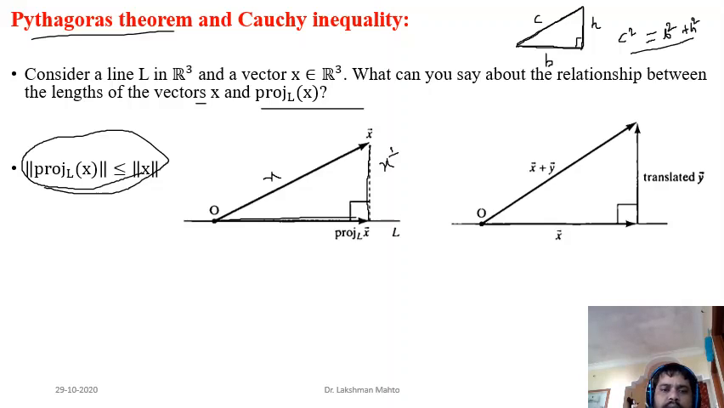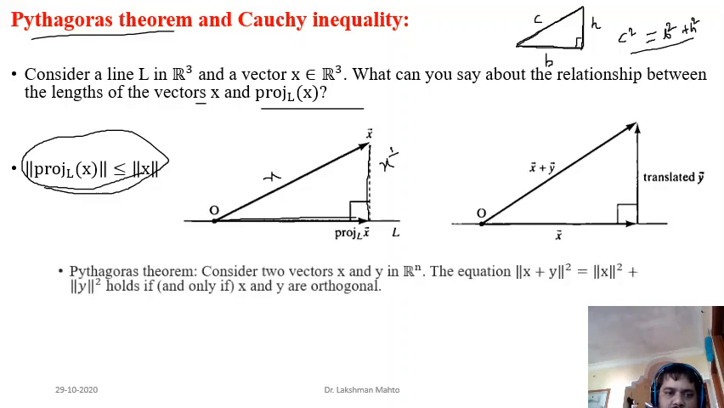Now, if I'm asking what is the relation between the length of x and the projection of x along the line, from the picture you can see that the length of the projected part is always less than or equal to the actual length of x. But equality will hold when x is along the line. So that is the one relation due to this projected part.